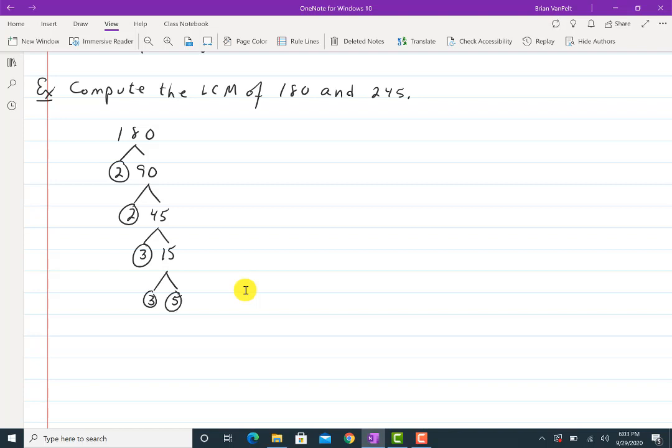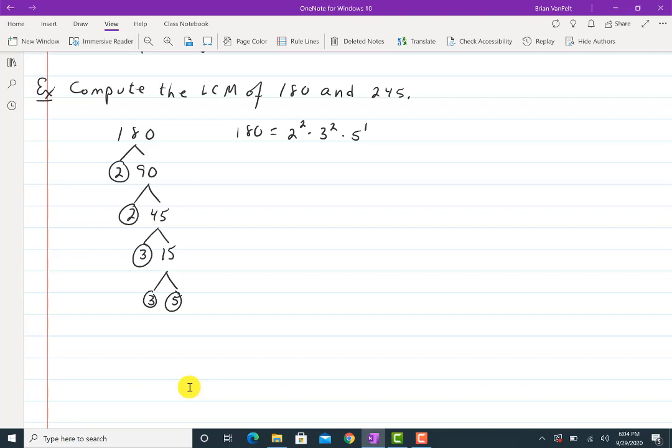And then I can break the 15 down. Got it. So 180 equals, let's see what we have here. I have 2 2s and 2 3s plus a 1 5. So I got 2 to the second, 3 to the second, times 5 to the 1.